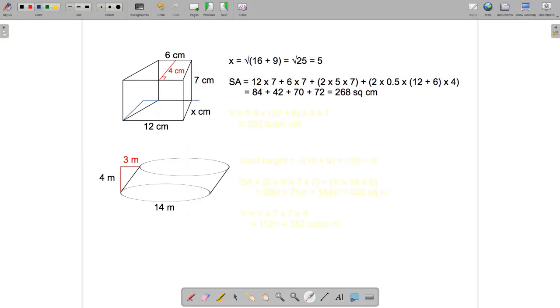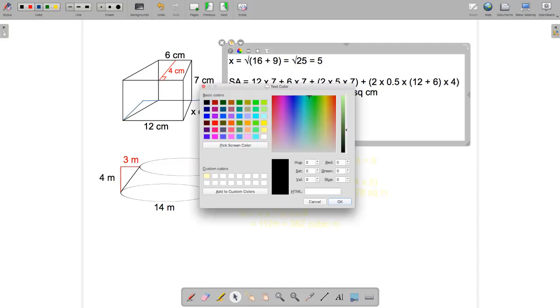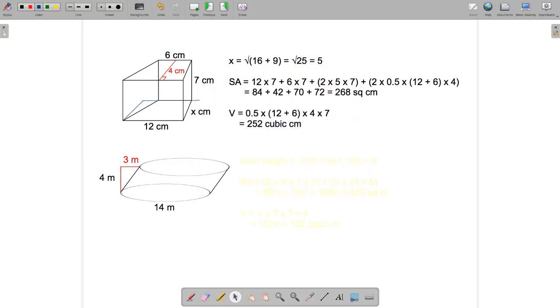So make sure you understand where all the different pieces are coming from and relate them to the diagram over here. By contrast, the volume is much easier. The volume, because we have a right prism, is going to be the area of the base, which is half times 12 plus 6 times 4, the trapezoid formula, times the height, which is 7. A little bit easier to calculate. Comes to 252 cubic centimeters.